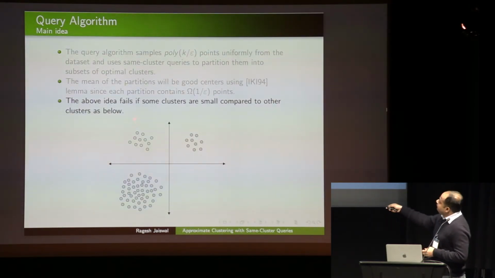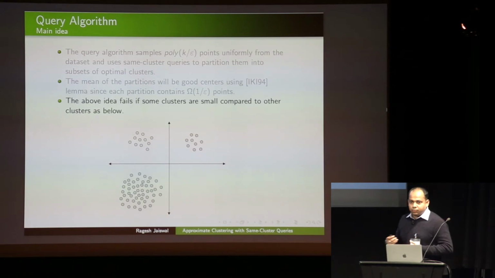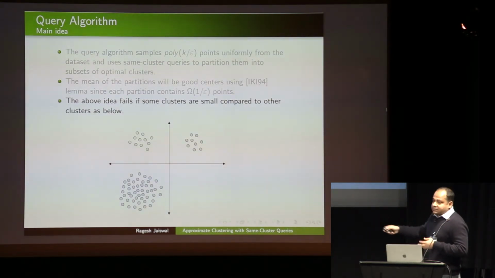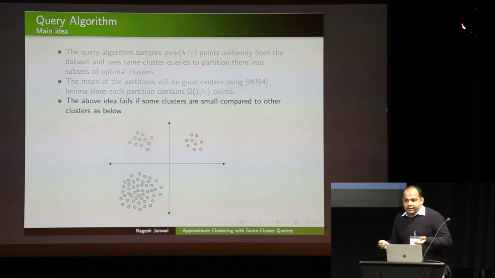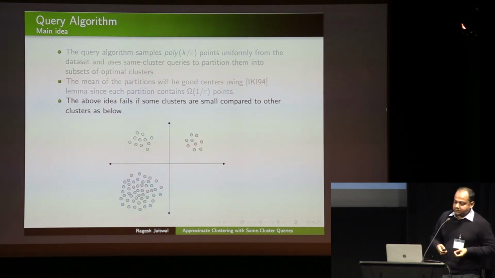This idea is going to fail if some clusters are really small compared to the others. Look at this particular case. Uniform sampling does not work anymore, because if you uniformly sample, well, the big clusters are okay. You'll get good representation, poly 1 over epsilon. But for the small clusters, you may not get any point from there, so you'll not be able to sample a good center from that particular cluster.